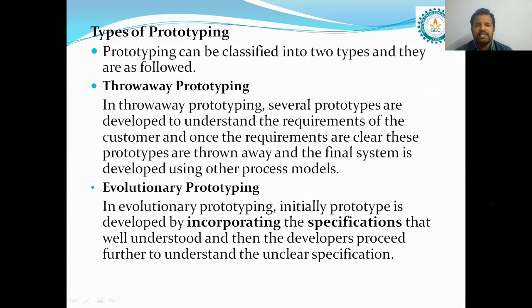In evolutionary prototyping, initially the prototype is developed by incorporating the specifications that are well understood, and then developers proceed further to understand the unclear specifications. The second way of prototyping is called evolutionary prototyping. Here, initially, the model is developed by incorporating all the clear requirement specifications that are clearly understood by the developers. They will develop the prototype by incorporating only the clearly understood specifications.